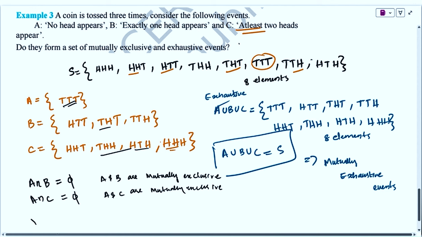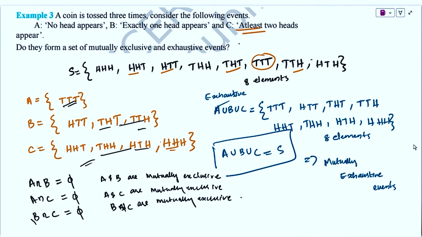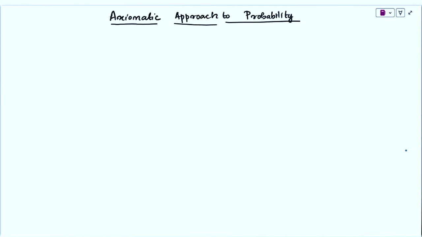Then B and C, checking B intersection C. B intersection C also has no common factors. So we can say that B and C are also mutually exclusive. Hence, we can say that A, B and C are mutually exclusive and exhaustive events.